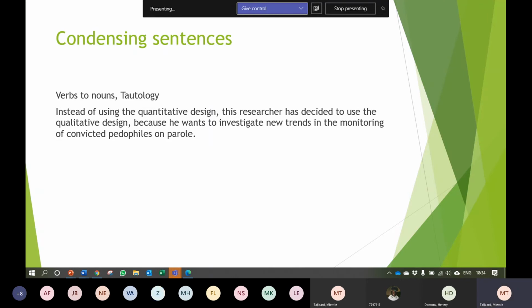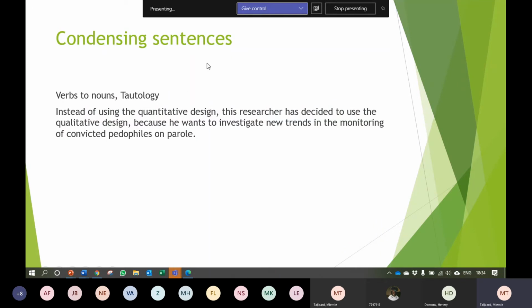It's interesting what's coming through. Remember, I said to you that you are defending your option. You are not rebutting another proposal. So the words "the quantitative design" can be left out. An example of tautology would be "new trends." You don't get old trends. If something is trending, it's new.